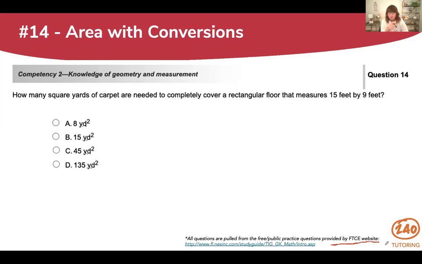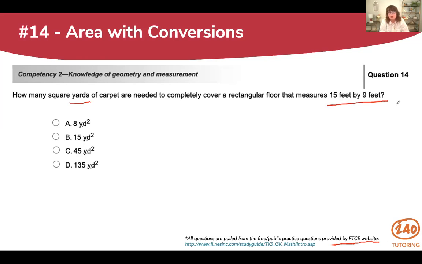And we're going to warm up with a little bit of an easy one. And this is number 14, and we're looking at area with conversions. So it says, how many square yards of carpet are needed to completely cover a rectangular floor that measures 15 feet by 9 feet? Now, it's asking us for yards, but it gave us the dimensions in feet.